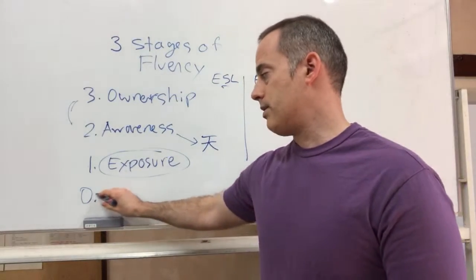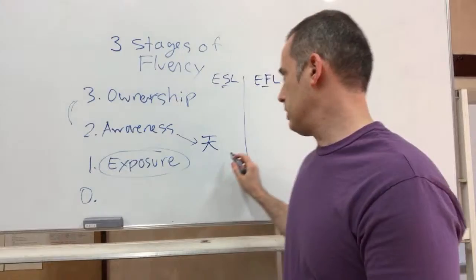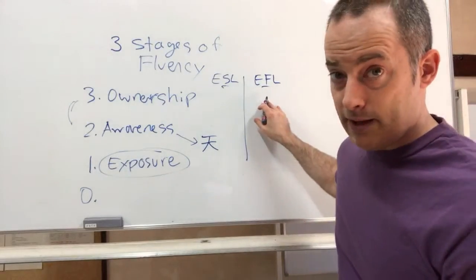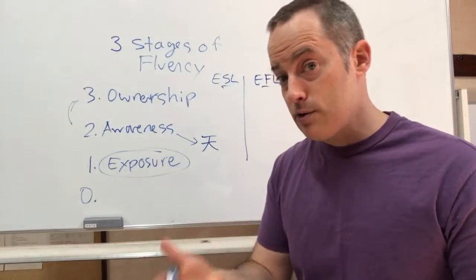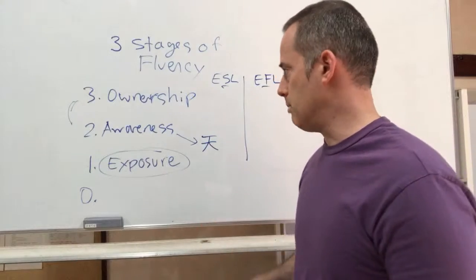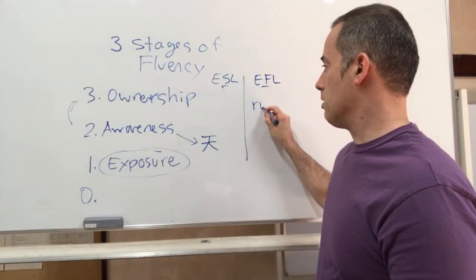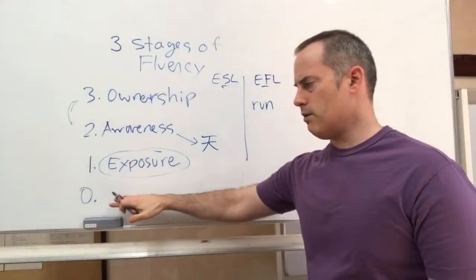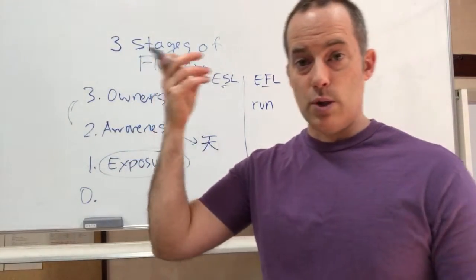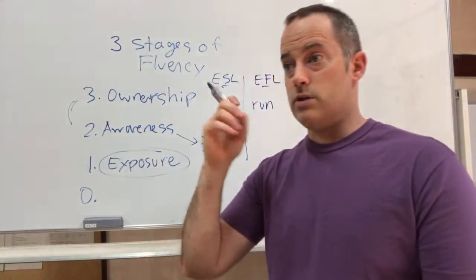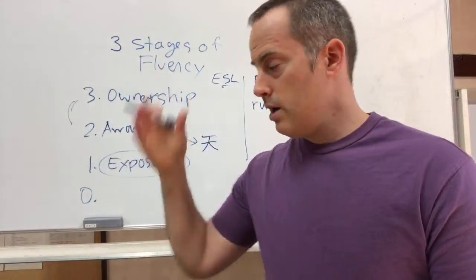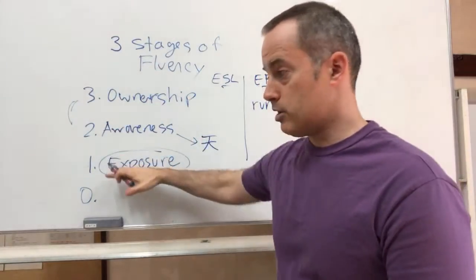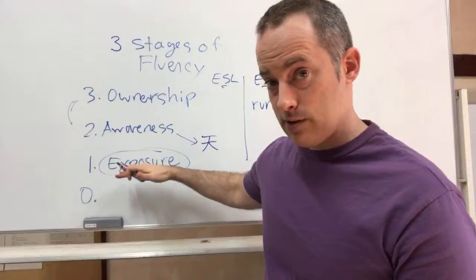So we begin from 0 to 1, we learn the word run. I'll put this in the EFL because we're learning English as a first language. This is just a simple example for you. So we begin with the word run. And when we go from 0 to exposure, maybe you hear it somewhere or you see it written somewhere. It doesn't matter, but you've been exposed to the language. So that's the first thing.